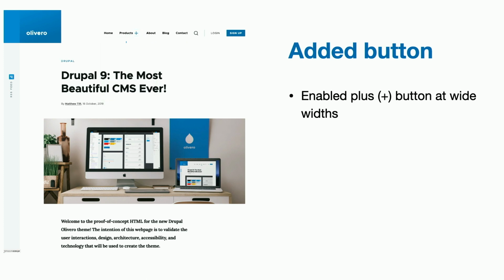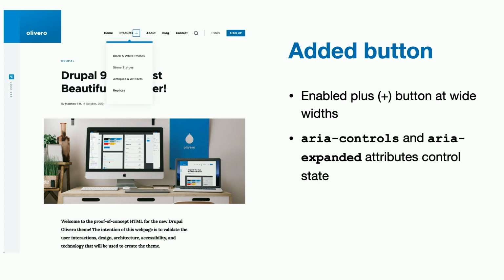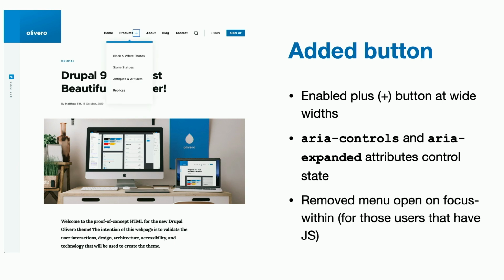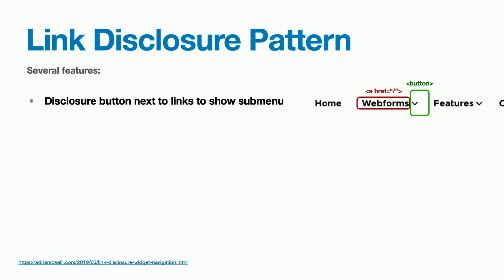And then we added a little bit of JavaScript to open and close that on hover. And we added a couple ARIA attributes, ARIA controls and ARIA expanded, which are accessibility attributes that will inform any type of assistive technology that this menu is open, or this button controls something that's open, or this button controls something that's closed. And then we took out that whole focus within, at least for environments that have JavaScript.